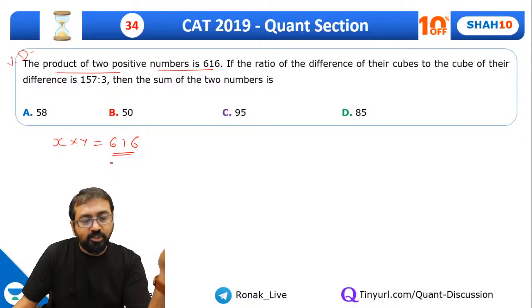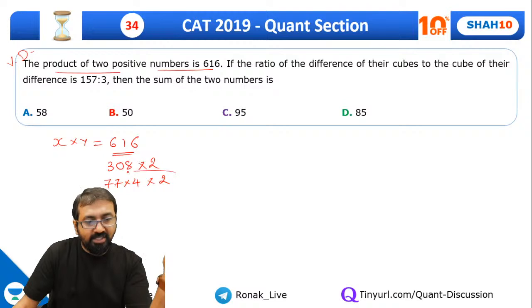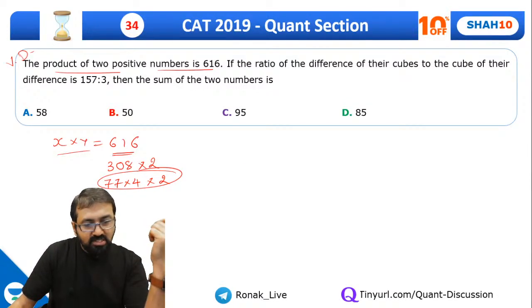What is this 616? 616 is nothing but 308 into 2. 308 is 77 into 4. This into 2 as it is. So two numbers can be anything like this, right? So this is like 11 into 7 into 2 into 2 into 2. So I can make many numbers out of this combination.